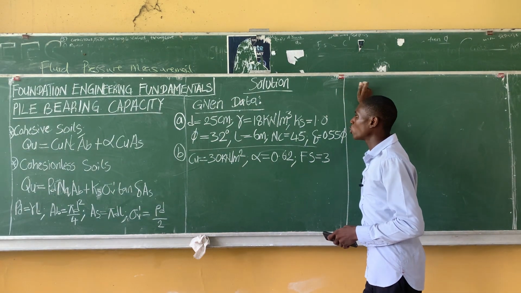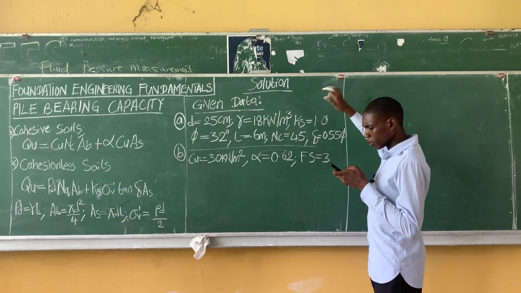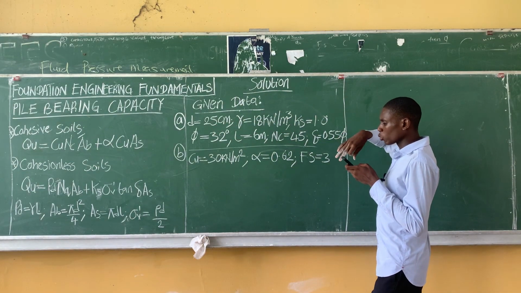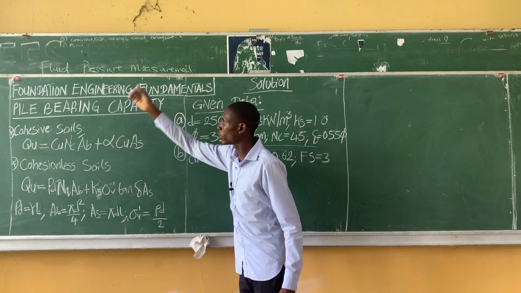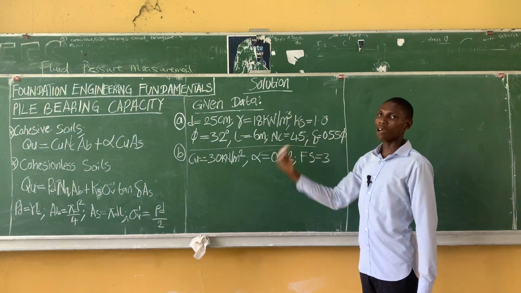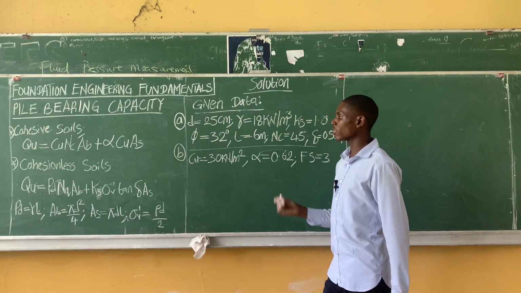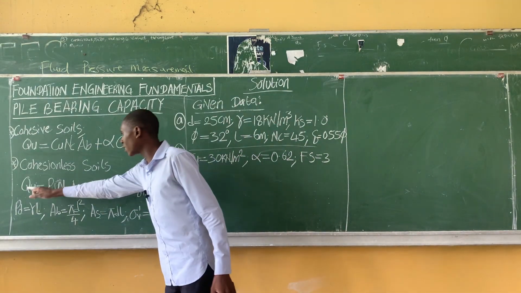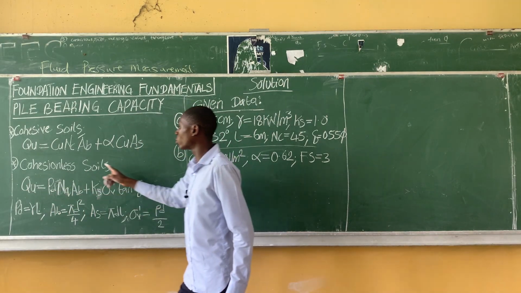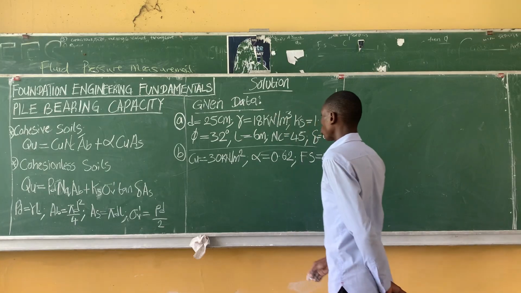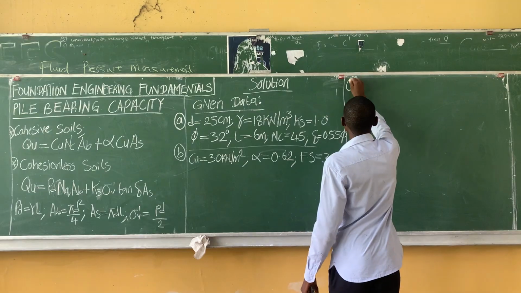What is the first thing we need to note before we solve this kind of problem? It is the kind of soil. If we check the given problem, it says a concrete pile driven into a dense sand. Sand is a cohesionless soil. Whenever we talk about sands and gravels, they are cohesionless soils. When we talk about clay, those are cohesive soils. Hence, because it is a dense sand, a cohesionless soil, our ultimate bearing capacity will be determined using this expression.